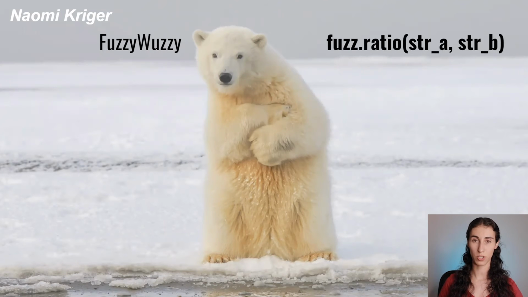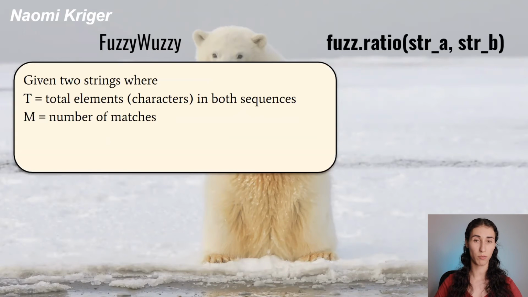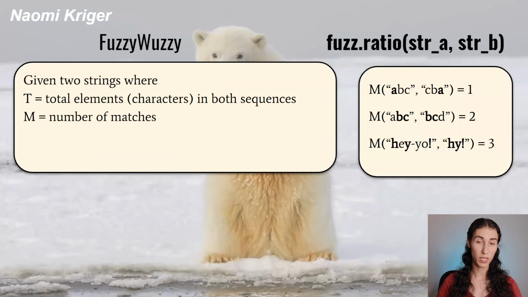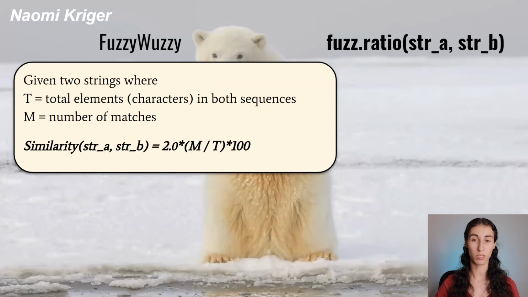Fuzz ratio is a function that receives 2 strings and produces a similarity score based on the following equation. Given 2 strings, where t is the total number of elements, which is practically characters, and m is the total number of matches, where matches are defined as characters that appear in both sequences and in the same order, the similarity score is given by the equation: 2 times m divided by t, all multiplied by 100.